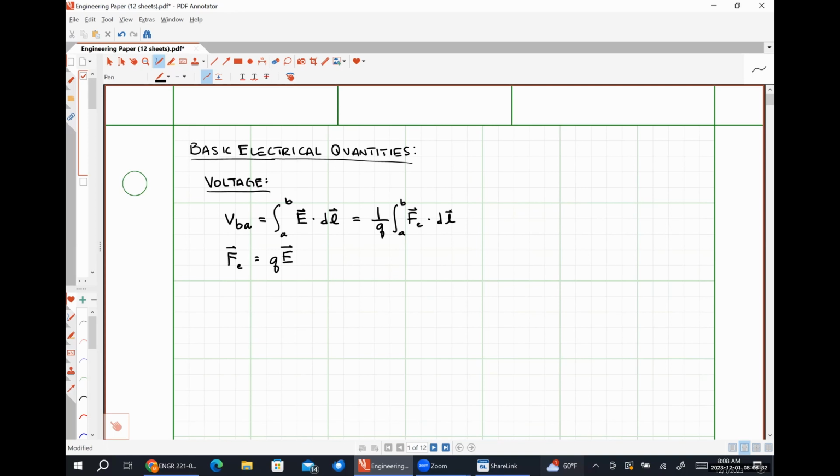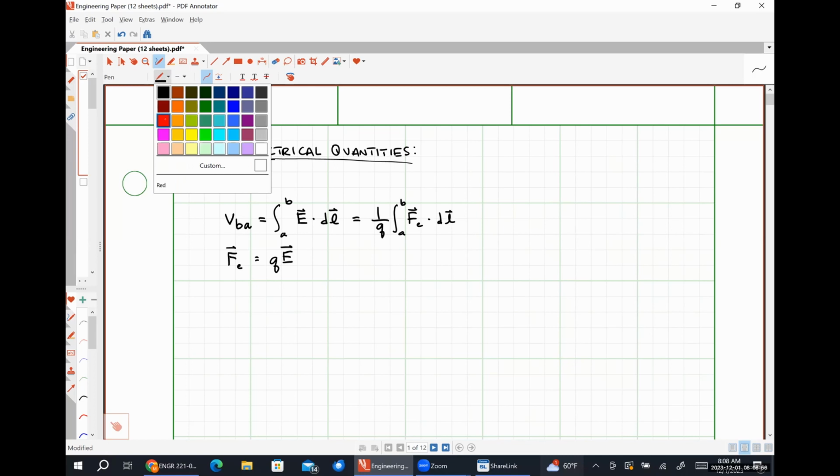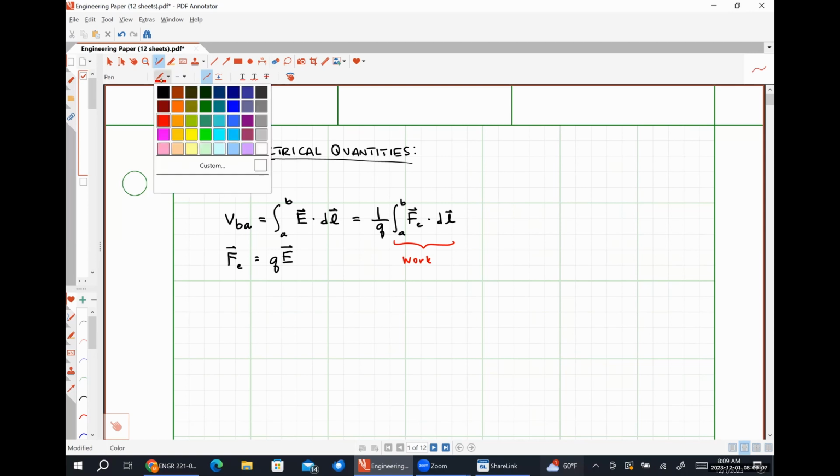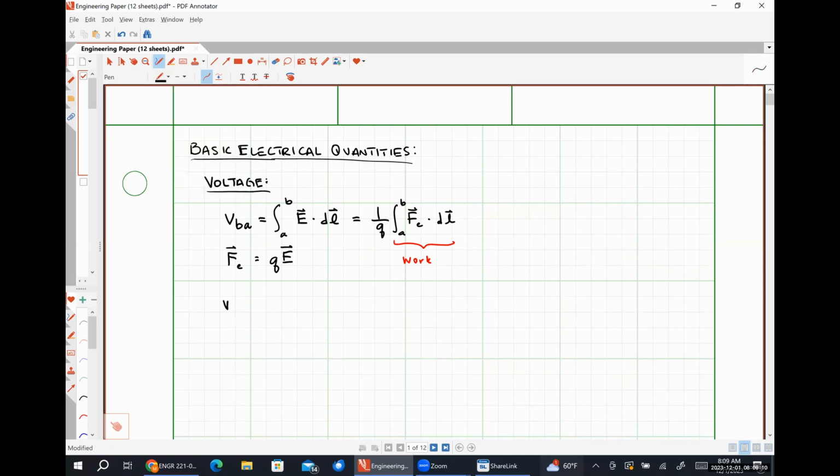Now, for you mechanical engineering types, or really anybody that's paid attention in physics class, what is the integral of F dot DL? Force applied over a distance. Work, right? Yeah. So this guy right here is just work.